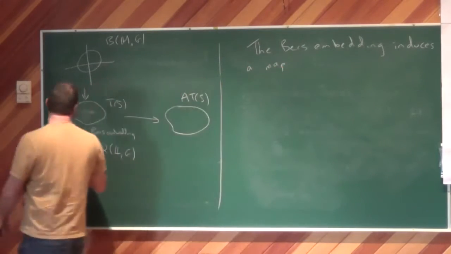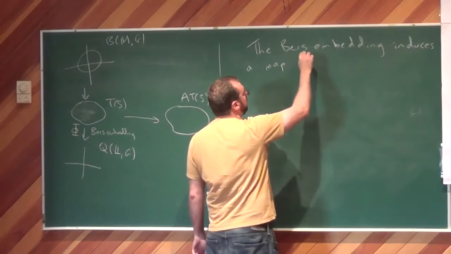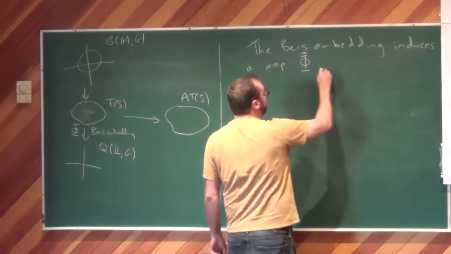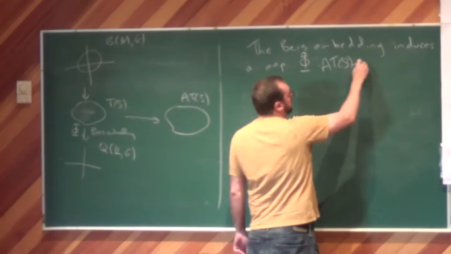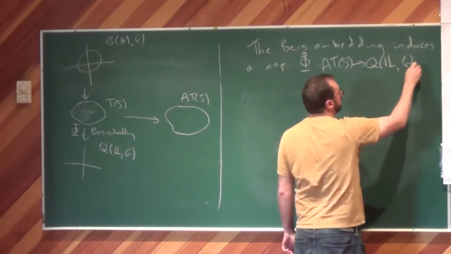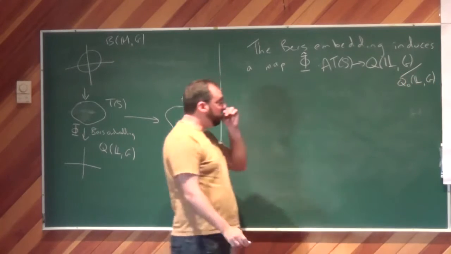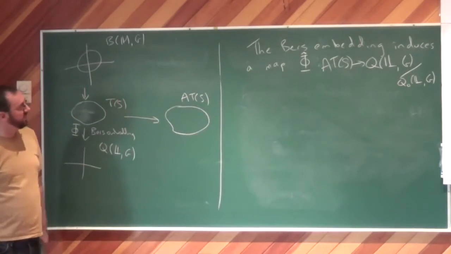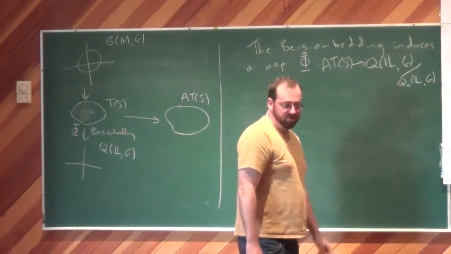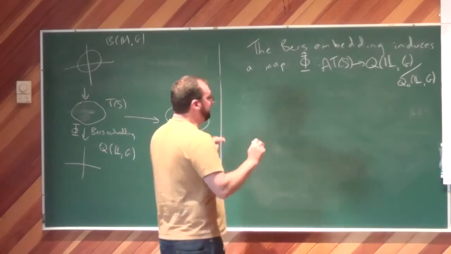A map, what we call the Beers embedding, I think capital phi. So the Beers embedding induces a map phi hat from asymptotic Teichmüller space to Q of L comma G quotiented by Q0 of L comma G. So I guess I have to define what Q0 is. This is the space of quadratic differentials in Q which vanish at the boundary.